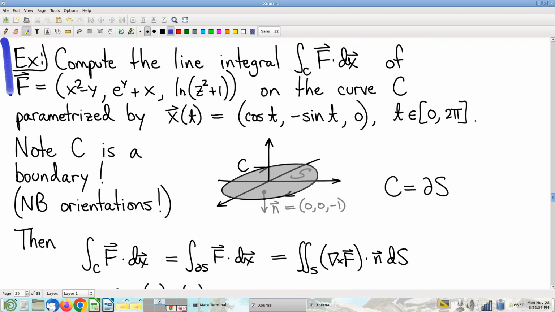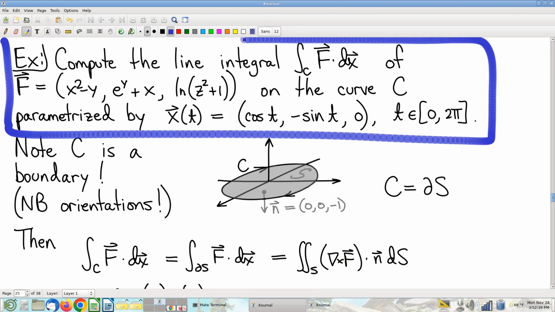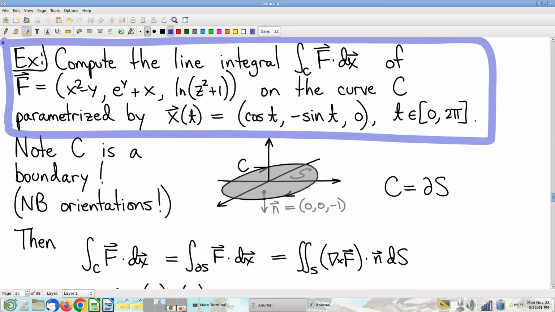Before we get into how to solve this problem, let me point out something about the statement of this question. Notice it asks you to compute a line integral, and it gives you a bunch of specifics, right? There's a formula for the vector field, and there's a curve. But notice it doesn't say anywhere in the question how you should compute this line integral. It just says compute the line integral, and you figure out how to do it, right?